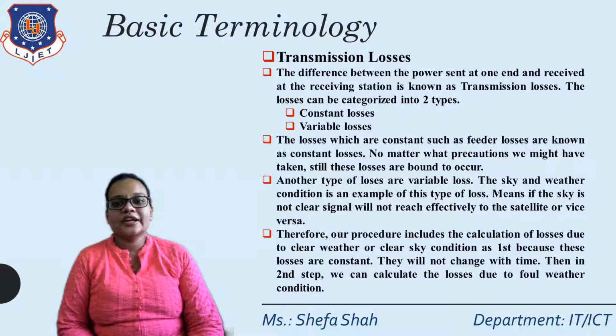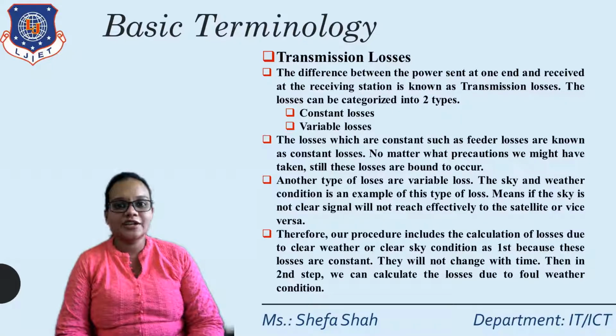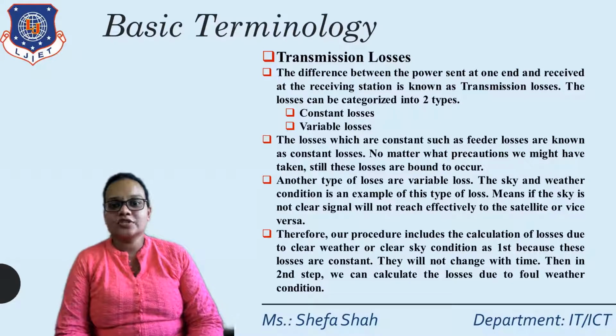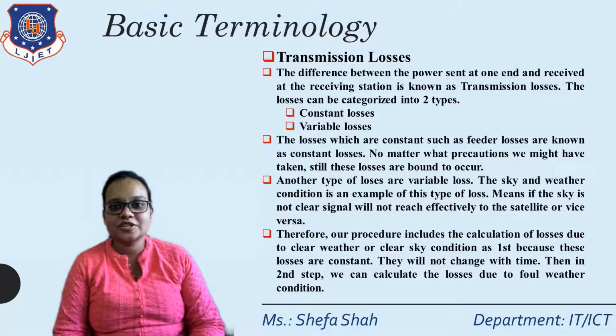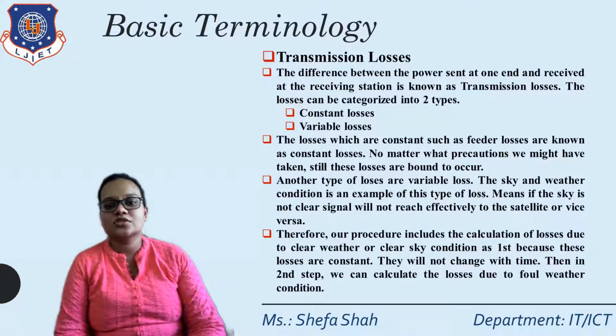Now, transmission losses. As we have discussed, whenever the earth station transmits a signal, it is received by the satellite, and whenever the opposite occurs in the downlink, again there is a transmission process. During transmission, as we have said, satellite communication occurs in free space transmission. So in free space transmission, various transmission losses occur.